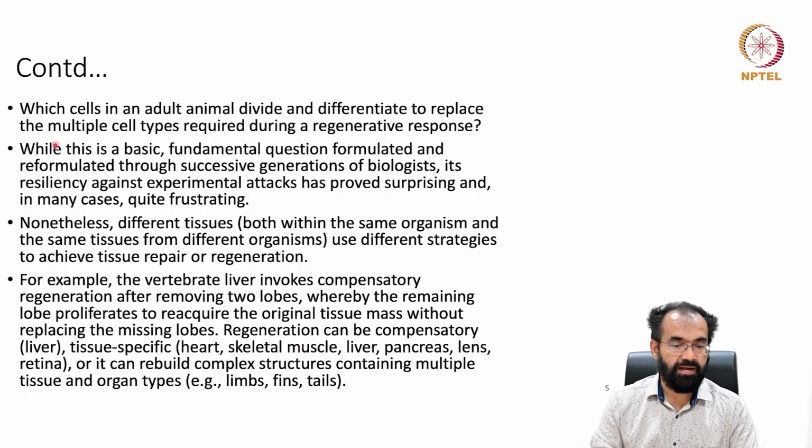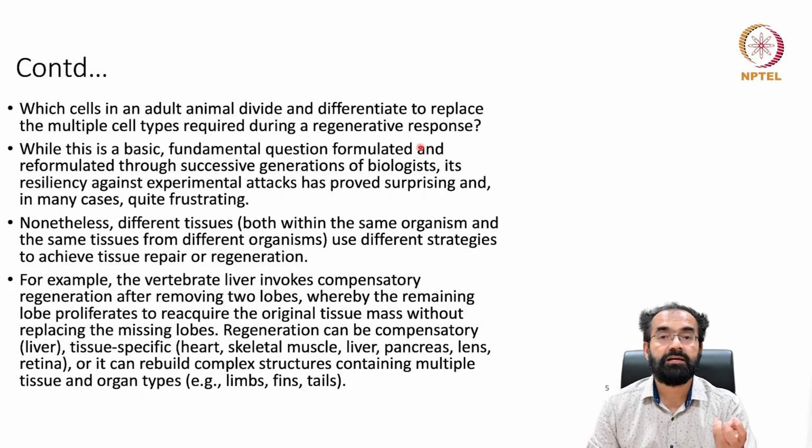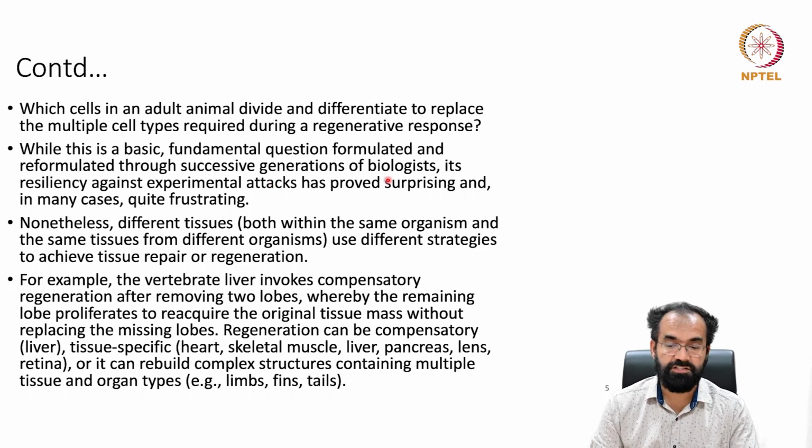Let us see a few more facts. Which cells in an adult animal divide and differentiate to replace the multiple cell types required during the regenerative response? So what is that starting cell type? While this is a basic fundamental question formulated and reformulated through successive generations of biologists, its resiliency against experimental attacks has proved surprising and in many cases quite frustrating.